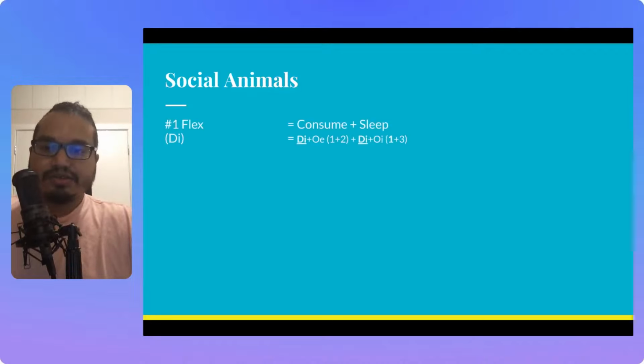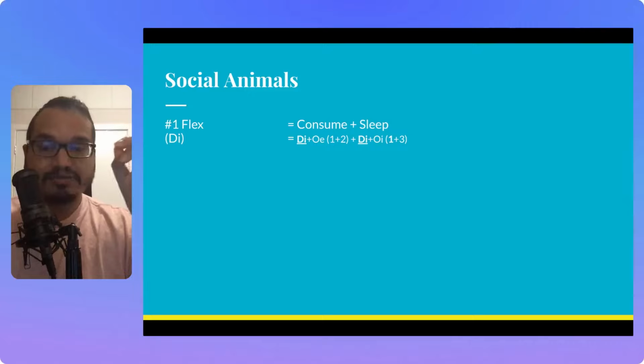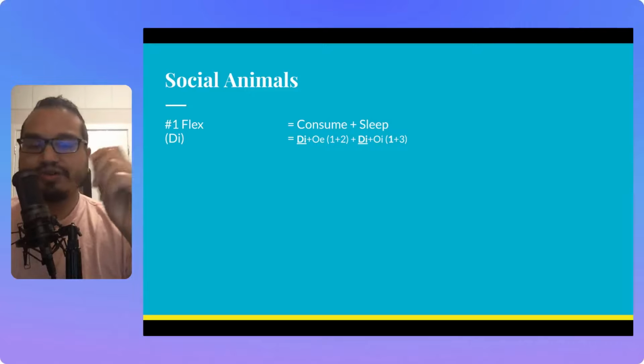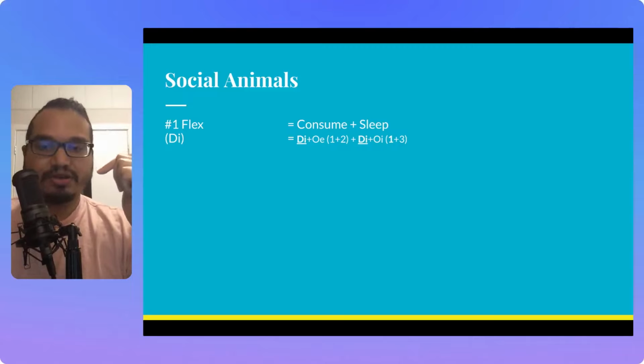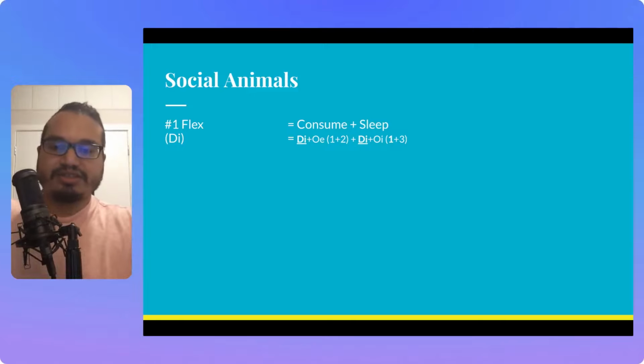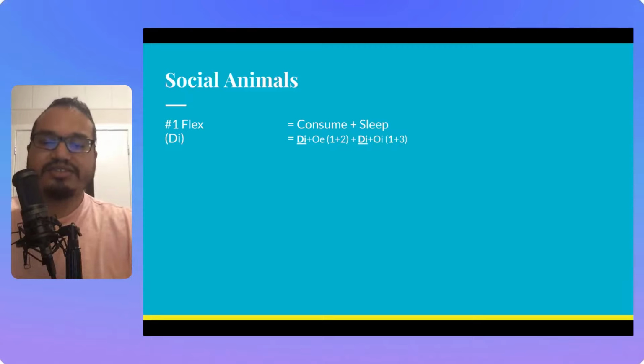So the social animals, starting with the first one, is flex. This is the more DI one, and I'm seeing it as more consume plus sleep. I don't really care about choosing one over the other in terms of which one's first or second, but what's more important is seeing that both consume and sleep are appearing in the social flex. So you have the DI plus the OE, as well as the DI plus the OI. Because you're combining one with two, with the savior need for responsibility, as well as the third social need of specialize.